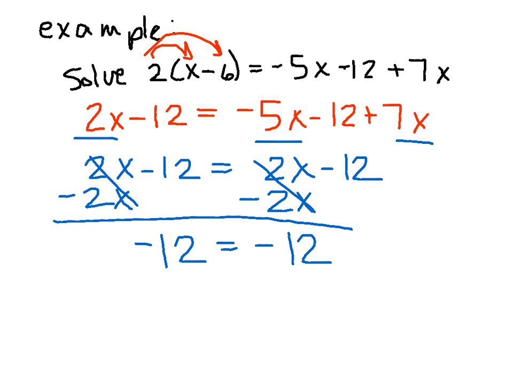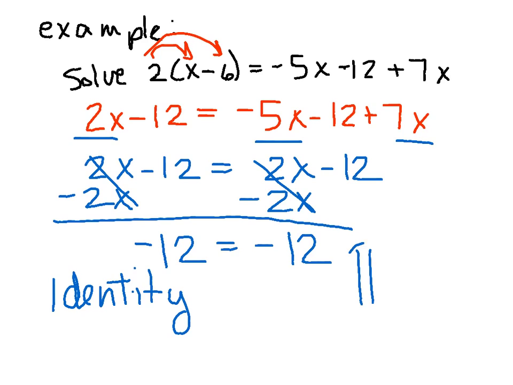That's true, but where'd my variable go? I need a variable to have an answer, and I don't have any variables left. Therefore, this is called an identity. And the answer we need to write is this one, all real numbers. Anything you plug in to x for this equation, anything at all that you plug in for x, you will get a true statement.